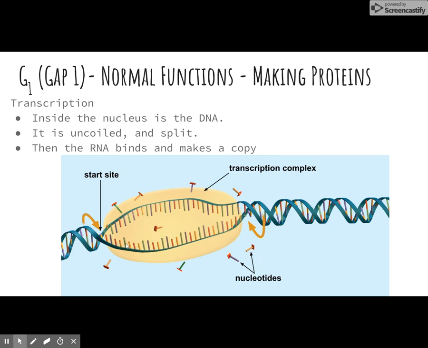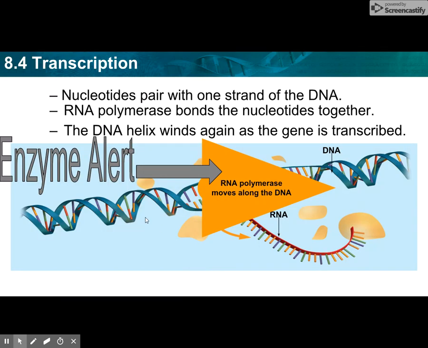So these RNA nucleotides are going to float in, attach, and begin to make a copy. And what's going to happen is an enzyme called RNA polymerase is going to move along the DNA and RNA strand and make sure those RNA nucleotides are bonded together. In a very similar way that DNA polymerase did during DNA replication, RNA polymerase is doing that same kind of function, making a solid strand of RNA while we are transcribing the DNA molecule.